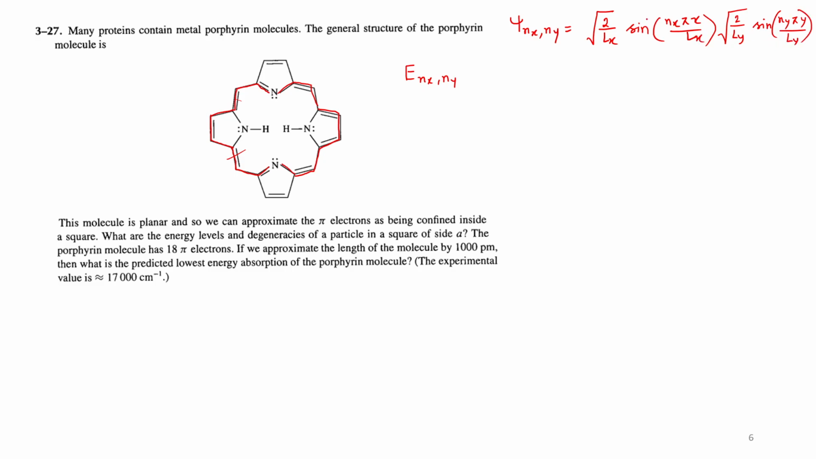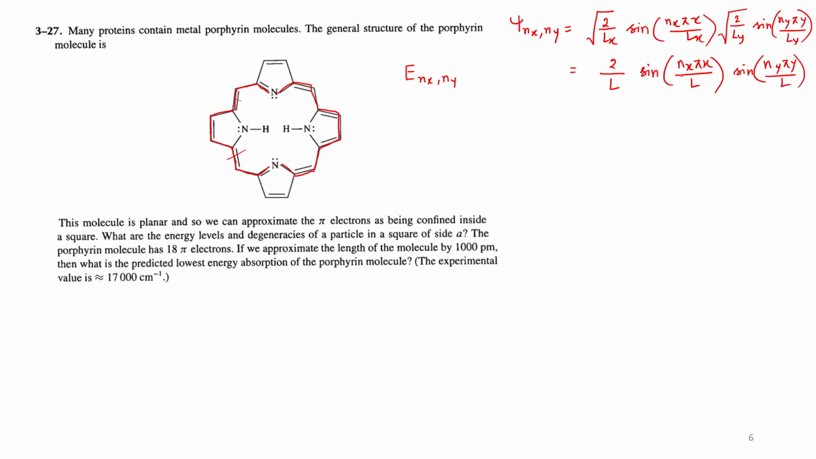Now this is for a rectangle. If we take Lx equal to Ly, then it will become a square, which is given here. So it will become 2 by L sine nx pi x by L, sine ny pi y by L.